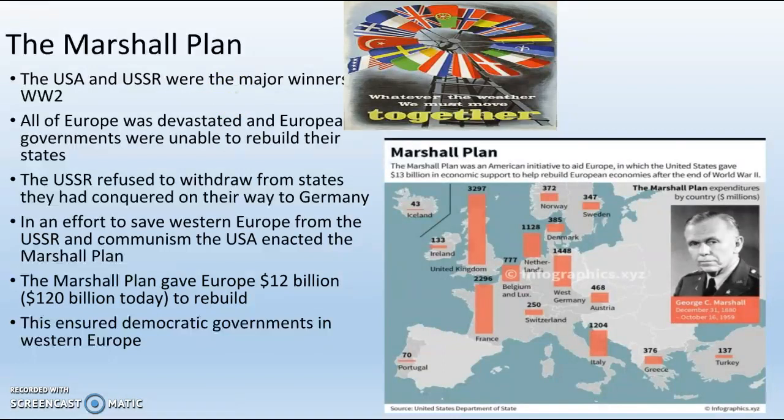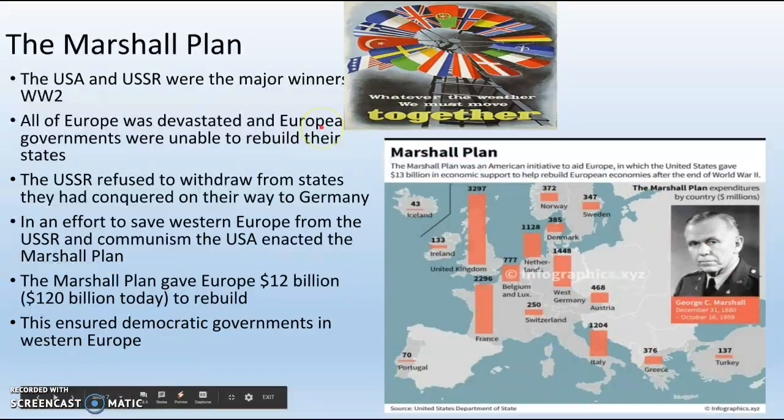England technically won, France technically won, but they were totally destroyed. The USA was not. The Soviet Union kind of was, but they had enough people and money that they could bring it back together. All of Europe is devastated, and European governments are unable to rebuild their countries by themselves. The Soviet Union refused to withdraw from the countries that they had conquered on their way to Germany, so they hold on to Poland and Ukraine and Hungary, for example.